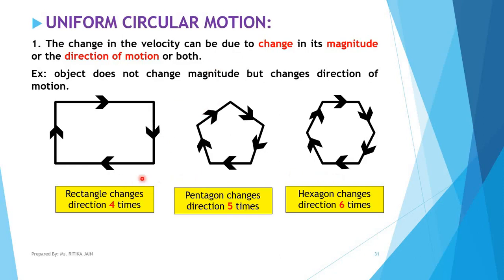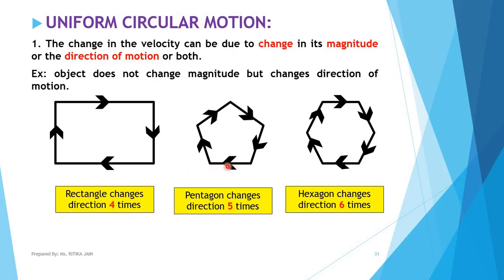Suppose we have a rectangular track, and an object is moving with a constant velocity. Now, can you tell me how many times the object will change the direction? First time, second, third and fourth. It means in a rectangular shape, the object changes the direction 4 times.